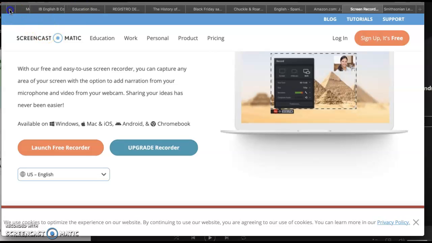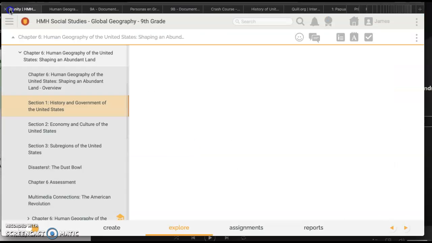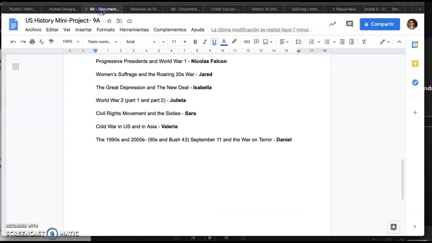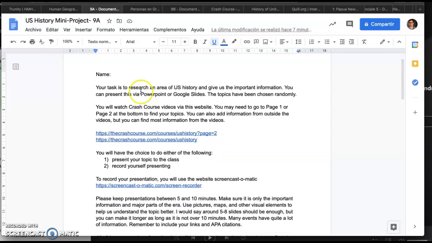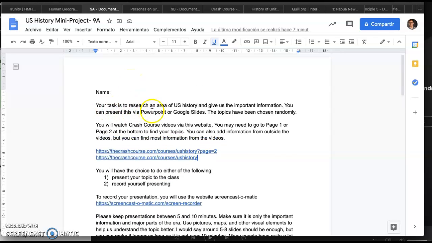Hey everybody, so I'm recording my screen using Screencast-O-Matic, and basically I'm just going to be introducing what we're going to be doing for this next part. I do have notes that I'm going to be putting up, and I'm just going to briefly go over some major events, but for you guys, your main assignment is going to be a mini project of sorts. You're going to research the topics given to you on the prompt or on the assignment task. So basically you're researching an area of US history.